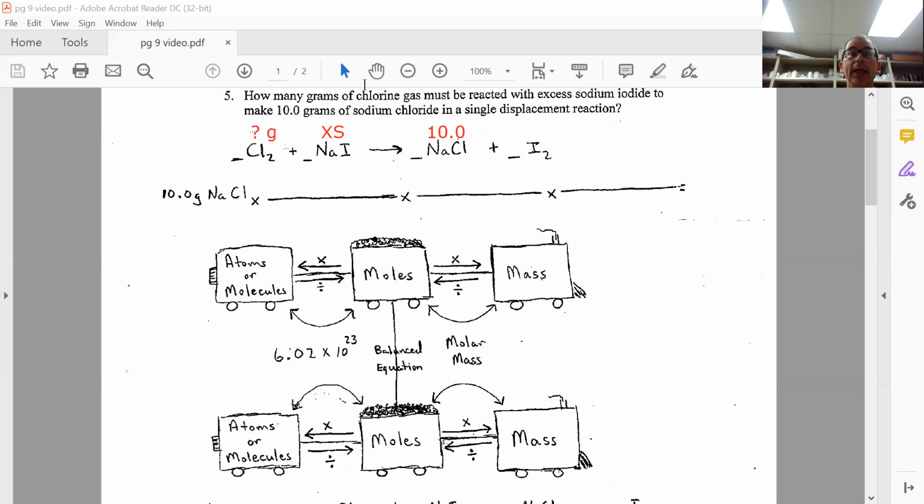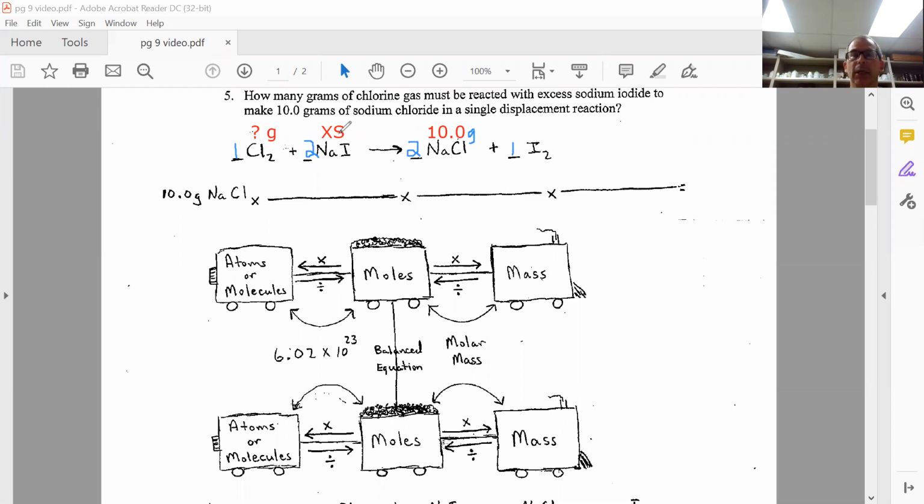Oh, I have an equation. I probably should balance it. I got 2 chlorines there. So what does that tell me? I better put a 2 in front here. Now I got 2 sodiums, so I'm going to put a 2 in front right here. And this will be a 1. This will be a 1. Okay, I would probably put a G there for grams because this was grams. So I'm starting with 10 grams of sodium chloride. I'm trying to find out how many grams of chlorine gas.